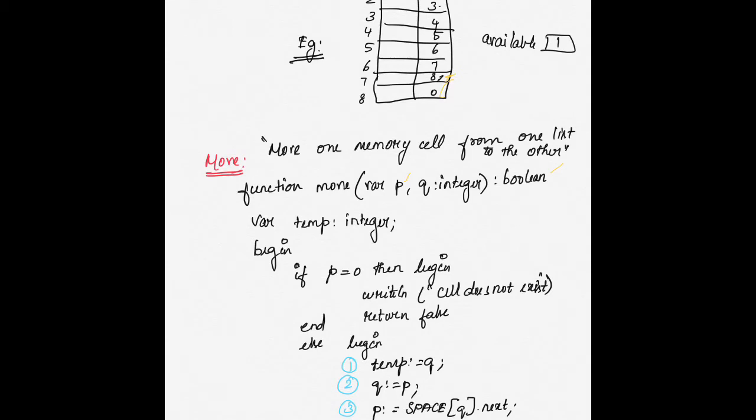so it is like a source and destination. Here again we have a temporary variable called temp, and it is of type integer. The first condition that we check is whether the first list is starting with 0. In that case it means that such a list doesn't exist, so we can't move, and we return false. Remember, this move function has a return type of boolean, so if successfully moved it returns true, or else it returns false. If p is not 0, it will execute the else part.